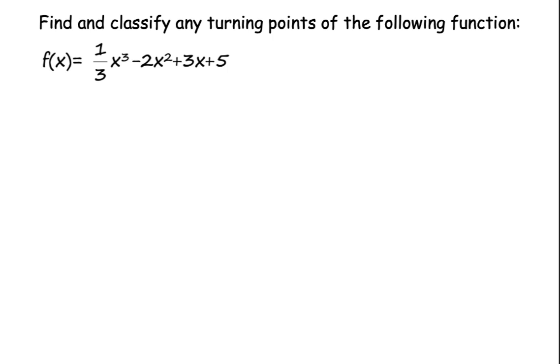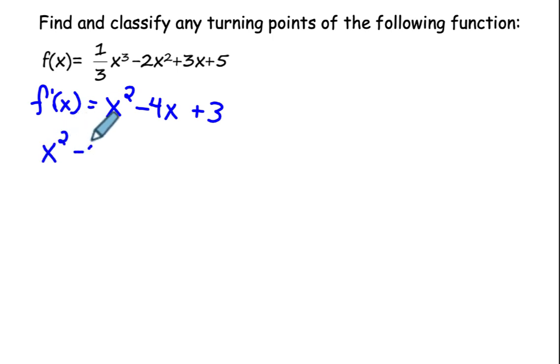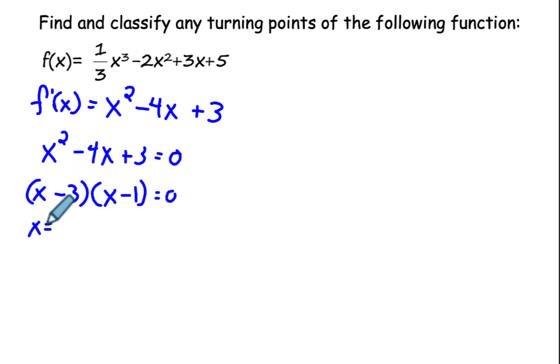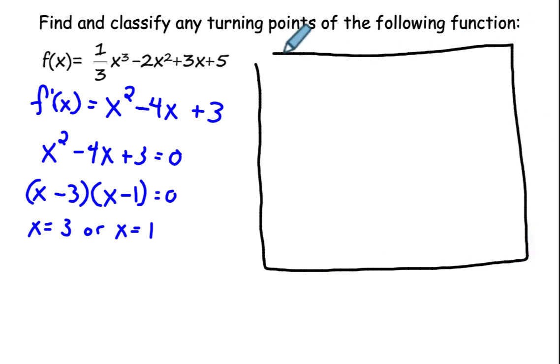Okay, we're going to classify the turning points of the following function. So for step 1, find the derivative. Okay, differentiating f(x), I end up with x squared minus 4x plus 3. I'm going to set this derivative equal to 0 or find when it's undefined. Now since it's a polynomial, it will never be undefined, so all I have to do is set it equal to 0 and solve the resulting equation. And I figured out that x equals 3 or x equals 1. These are my critical values, and these are where my possible turning points can occur.